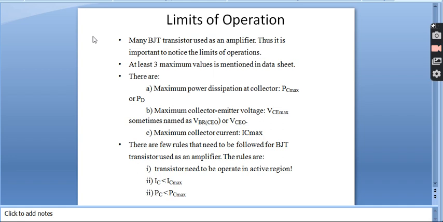Again, there are limitations for a transistor to be operated as an amplifier. Those limitations are: maximum power dissipation at collector, that is PC maximum; maximum collector emitter voltage, that is VCE maximum; and maximum collector current, IC maximum.